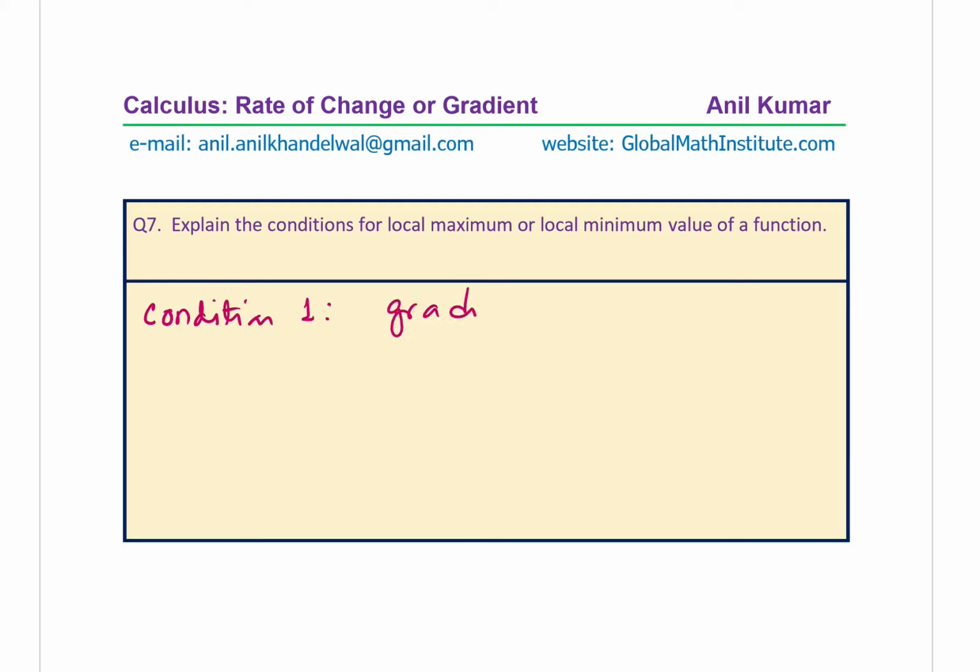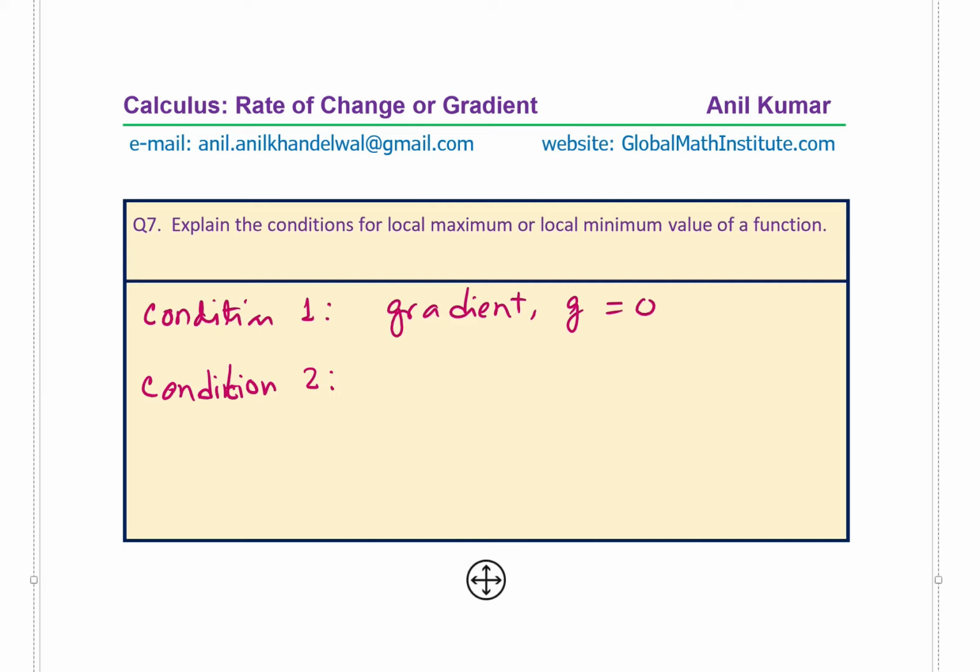That is gradient g equals to 0. And then we have condition 2. The condition 2 is, we have to check how the g changes. We have to see the change in g. Correct? So let me write down the condition here.